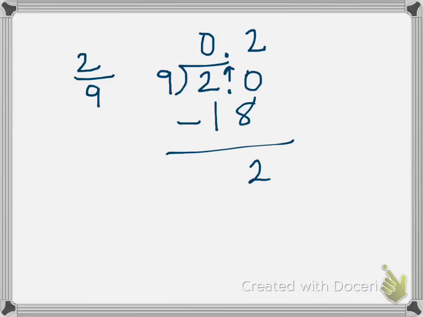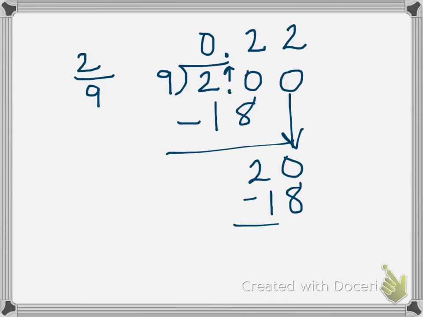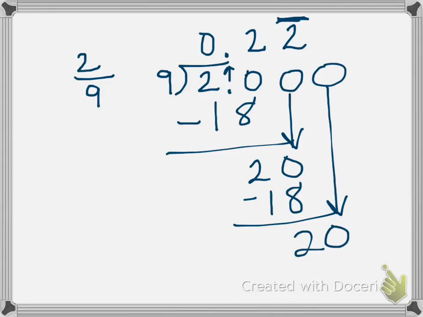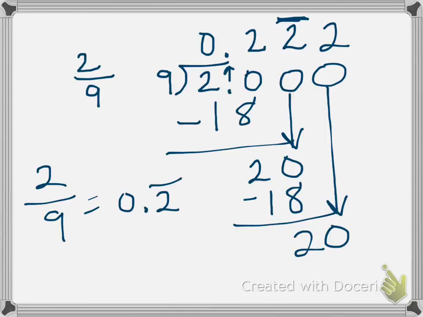9 can't go into 2, so I grab a 0, bring it down. 9 goes into 20. Hey, I just did that. 9 goes into 20 2 times, because 9 times 2 is 18. This is an example of a repeating decimal because I could keep bringing down zeros over and over and over again for the rest of my life, and 9 is always going to go into 20 2 times. So 2/9 is equal to 0.2 repeating.